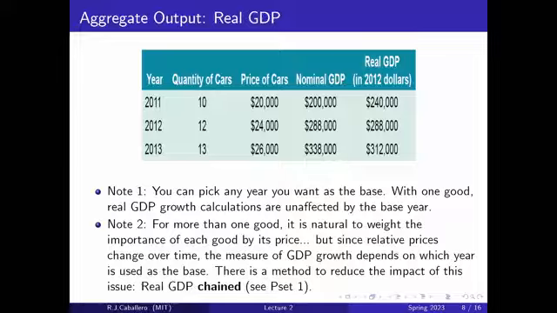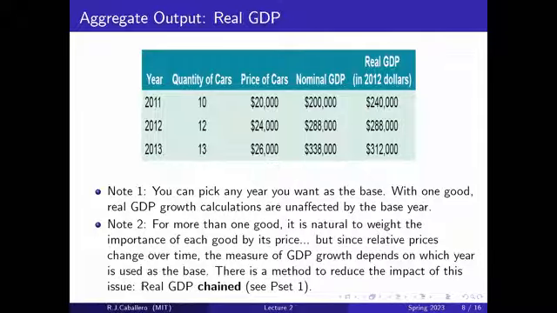We use the prices of 2012 in this particular example. 10 times the price of the car in 2012 is 24,000, that's 240. Obviously, for the base year, nominal GDP is the same as real GDP, and then for 2012 to 2013 it is 13 times not 26,000, but 24,000, and we get that.